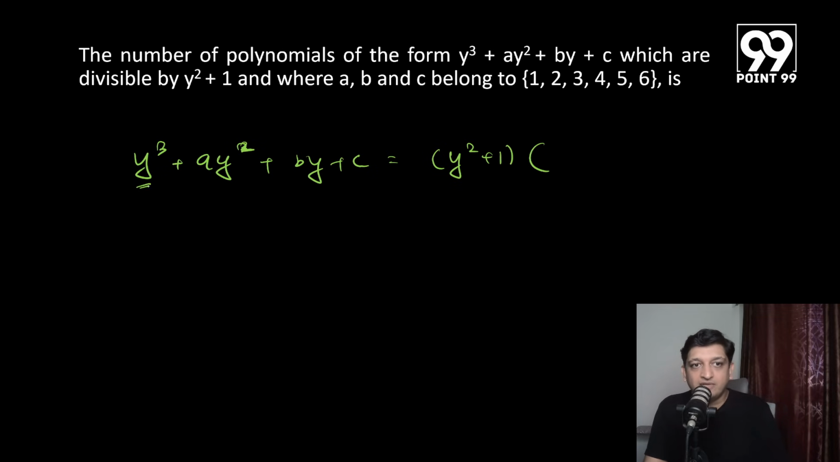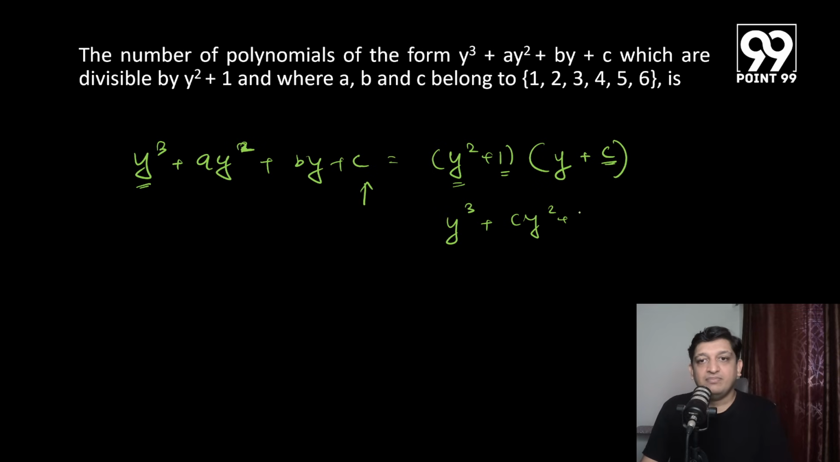Now, if the order of this is y cube and y square plus 1 is present, there has to be a y that should be present here. And it should be followed by a constant term because we cannot have any y square, y cube or something. Now the constant term in this case should be a product of this number and this number, which means that this should be y plus c. Now if you expand this, you will see something funny happening, right? You will see that y cube plus cy square plus y plus c. This is what I'm going to get, right?